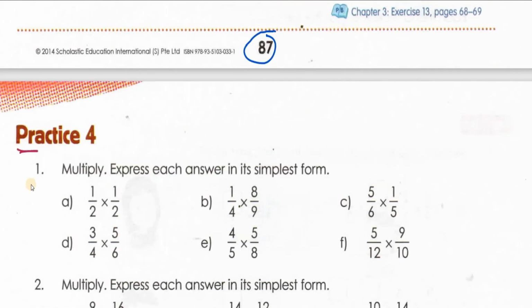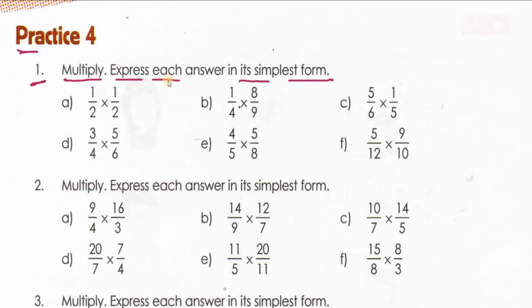First question I am going to read now. Multiply, express each answer in its simplest form. Here you see how many questions given? A to F. There are 6 questions. I'll do A and F. The remaining you do by yourself.